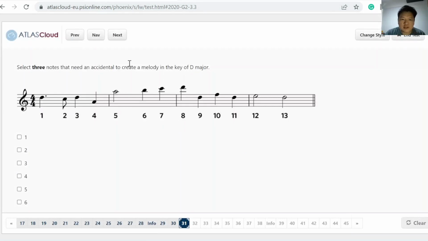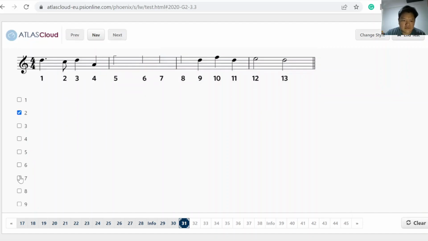Okay, next one, 3 notes that make accidentals to create the D major. Okay, first you need to know D major got what? Correct. D major got 2 sharp, F sharp and C sharp. Correct. Then you find all the F and C note. That's it. Correct. So which one is the F and C note? So look at here. Number 2, C note. Correct. Number 7, 10. Right. This is your answer, because C sharp, C sharp, and F sharp. So 2, 7, and 10.